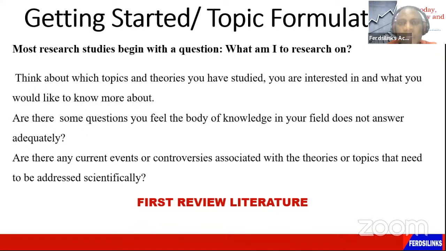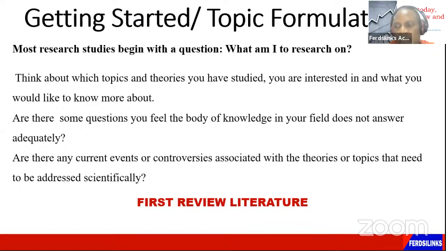And once you want to start or formulate your research, you always have to have something in mind. Most research studies will begin with a question. There is a question that you want to research on. There is a field of interest. You have a passion in a particular domain that you basically want to find out. And so the first step in doing any research study is for you to ask yourself, what am I to research on?